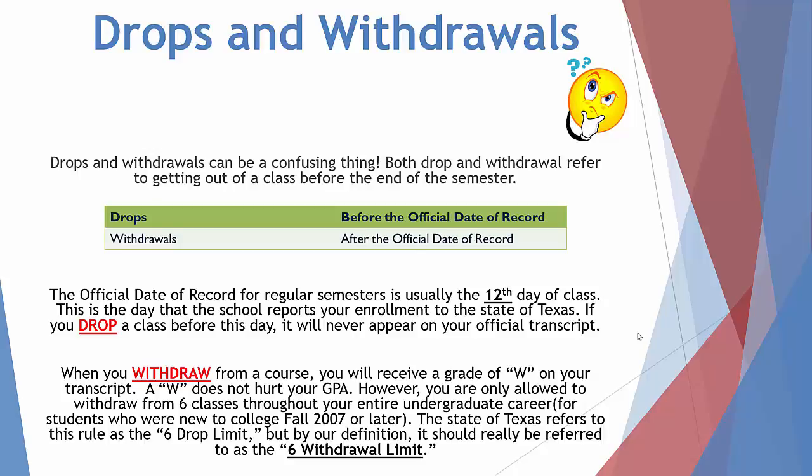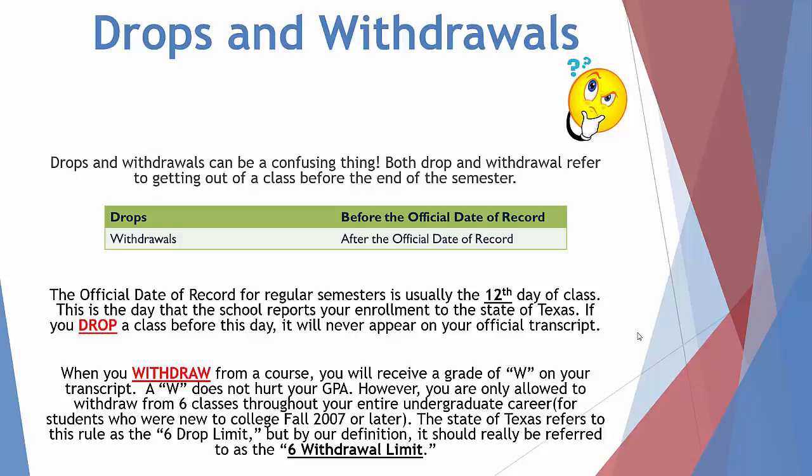However, after this date, you are only allowed to withdraw from classes. When you withdraw from a course, you will receive a grade of W on your transcript. A W does not hurt your GPA. However, you are only allowed to withdraw from 6 classes throughout your entire undergraduate career, for students who are new to college fall 2007 or later.